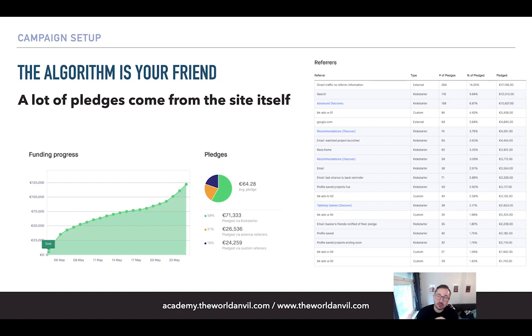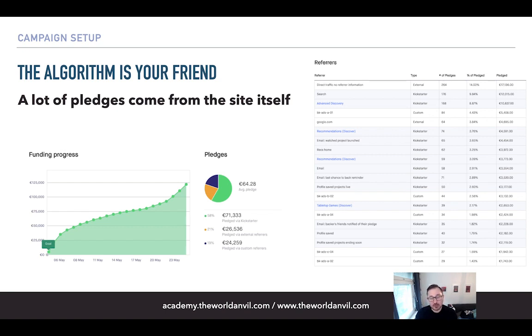There is a better breakdown on the right, and it's not always easy to read this stuff, but when you see the column type and it's written Kickstarter, that means that they found your project through the Kickstarter website in one way or the other. If you put it all together, in my case it was 58% of the pledges, so you really want to make sure that you're doing this right.